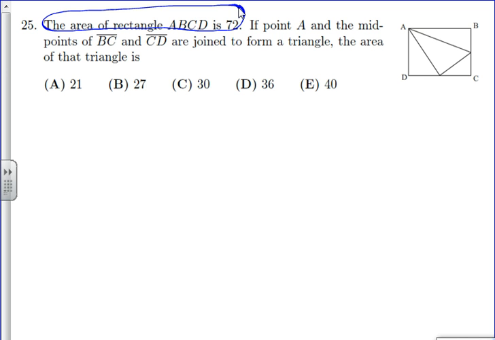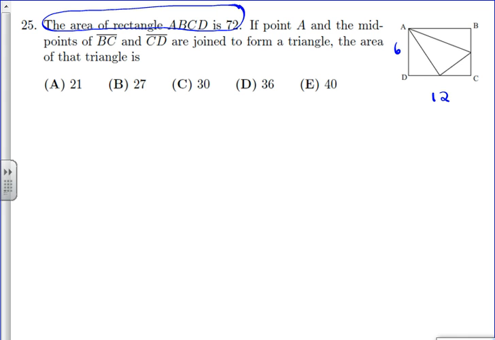If you know the area, you need two things that multiply together to give you 72, and you can find this answer. So the easiest are 6 and 12. If we let AD be 6 and DC be 12, that satisfies that first condition. And then it says point A and the midpoints of BC and CD are joined to form a triangle. What is the area of that triangle?